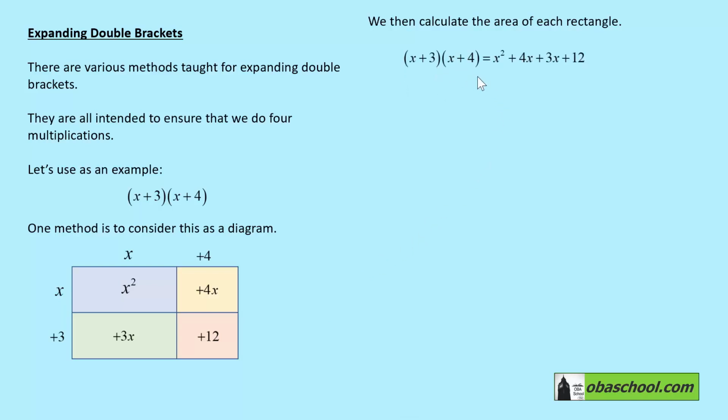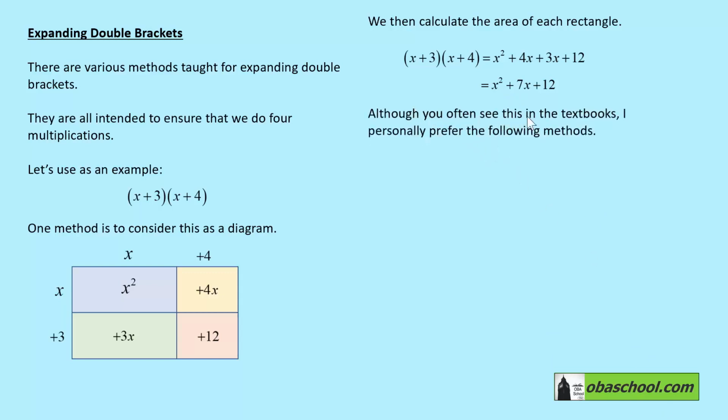We then can say that this is x squared plus 4x plus 3x plus 12. And we have like terms in the middle here. 4x and 3x add together to give 7x. There's no like term with the x squared, so that's just going to stay there. There's no like term, that's just a number. So we have x squared plus 7x plus 12.